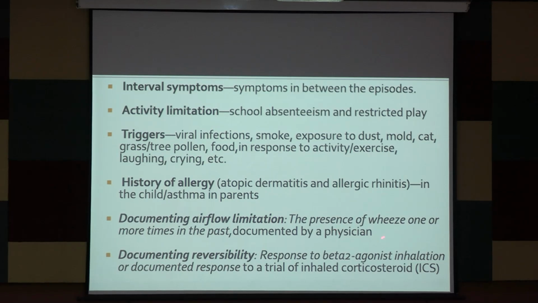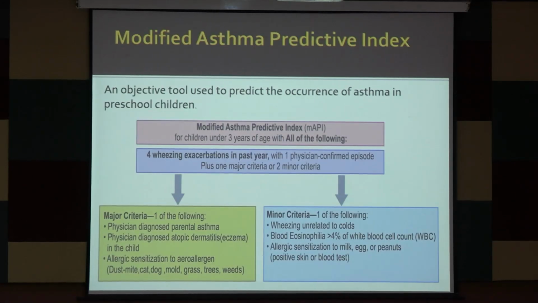The presence of wheeze one or more times in the past, documented by a physician, also supports the diagnosis of wheeze. And documenting reversibility: whether the child is getting better after nebulization with some beta-2 agonist or not.